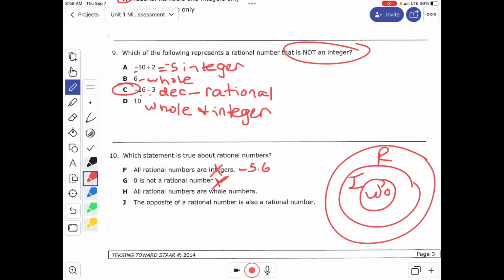All rational numbers are whole numbers. No, they can sometimes be fractions. The opposite of a rational, like negative 5.6 and 5.6, those are opposites, and they are both rational.